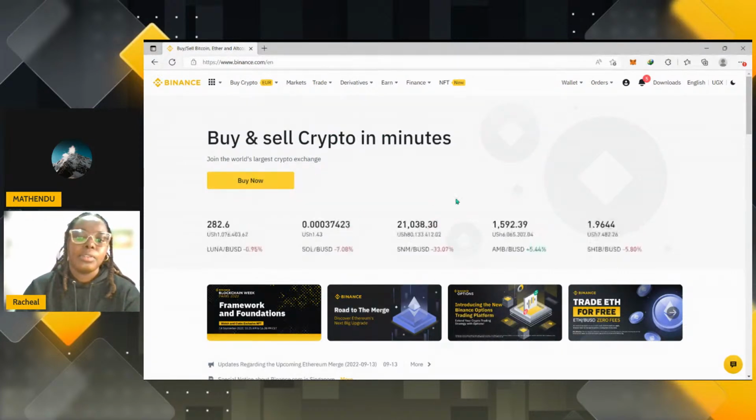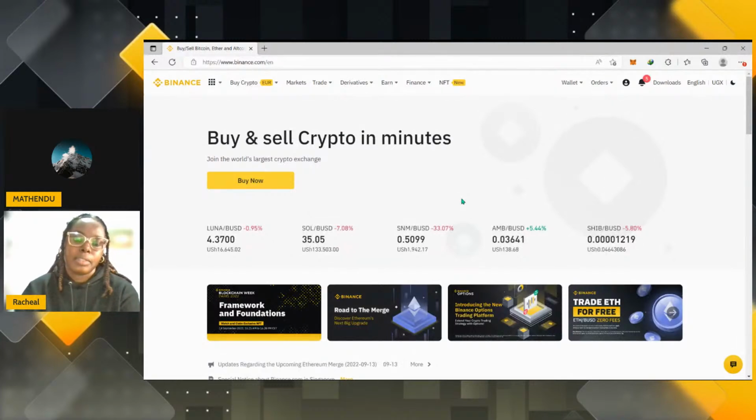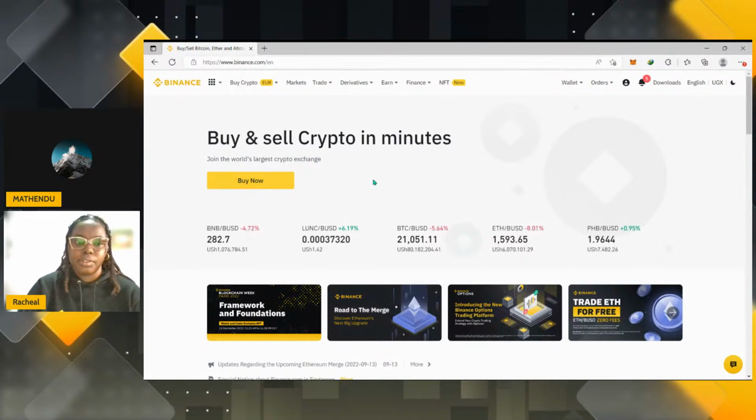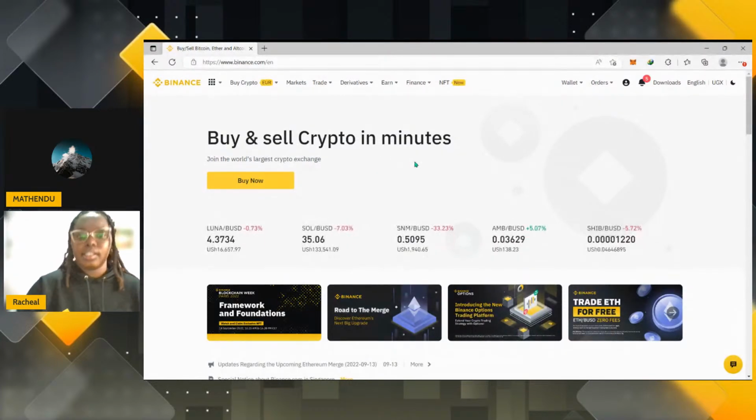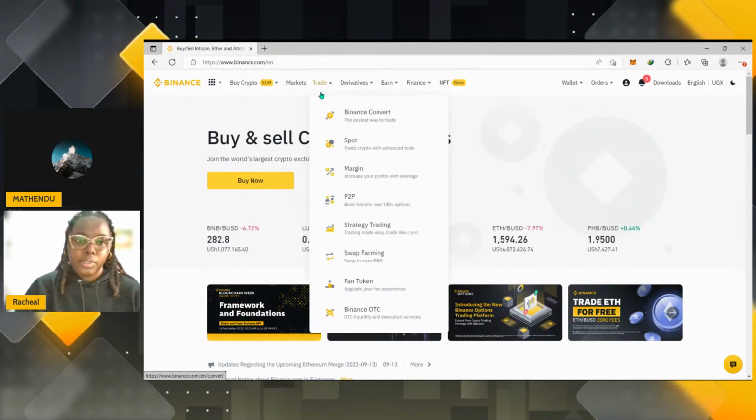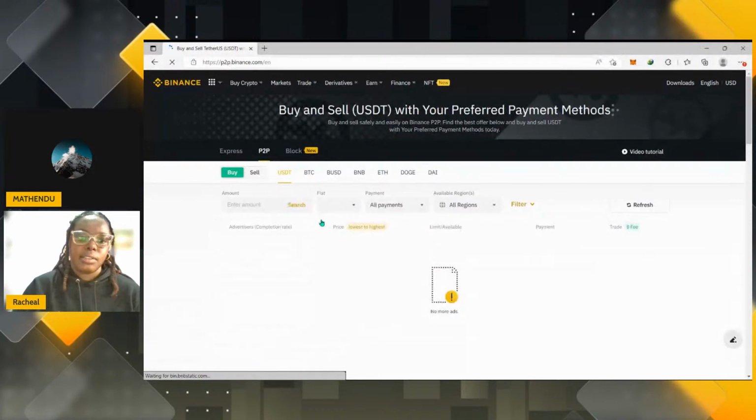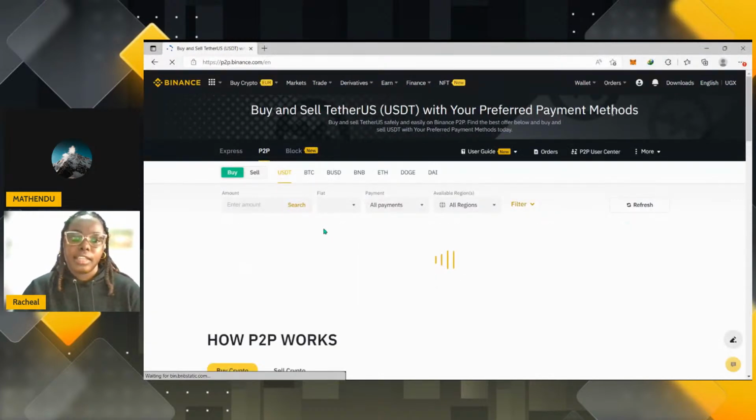So, before we jump right into spot trading, we need to remind ourselves how to deposit, especially for those of you who are watching for the first time. So after logging in, this is how the website looks. And to deposit, especially in East Africa, we use P2P trading. So you just hover here under trade and select P2P trading. P2P trading basically is a way where you can easily convert your fiat currency into crypto and vice versa.